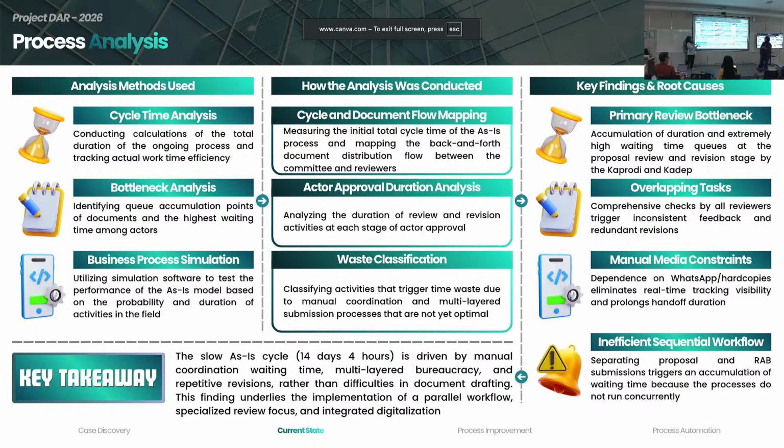And in this analysis, we classify activities that trigger waiting time. So, by process analysis, what we found is long waiting time and overlapping tasks. And next, manual media constraint, dependent on WhatsApp and hard copy of proposals, and the last, inefficient sequential workflow. And so, the cycle is driven by manual coordination, waiting time, multi-layer preparation, and repetitive revisions.